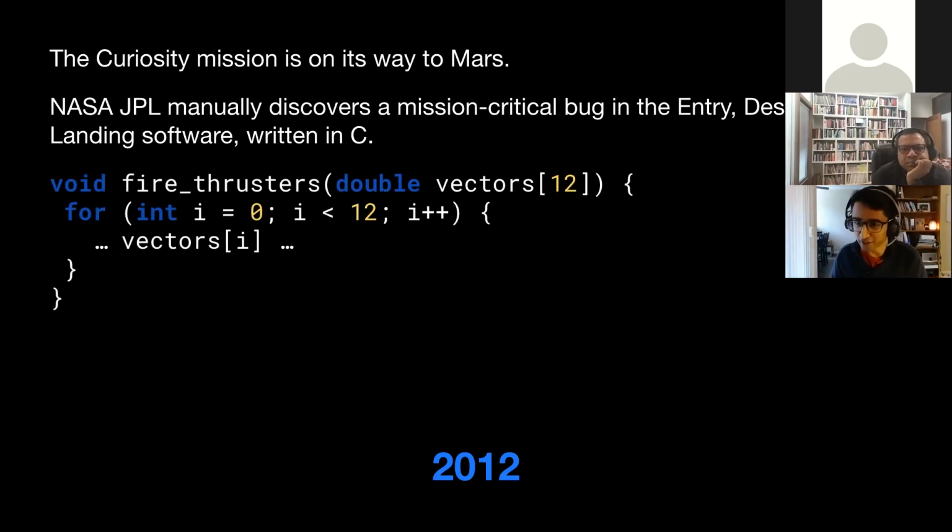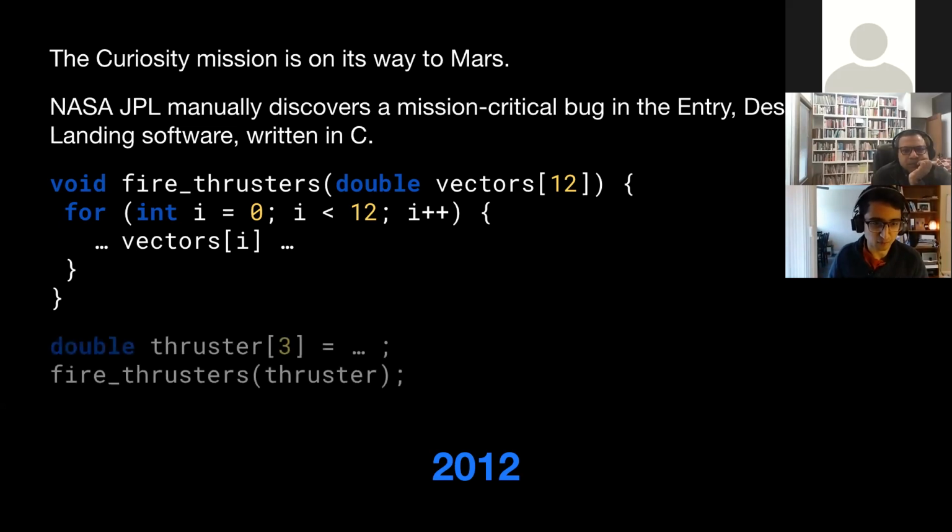A simplified version of the code, I don't have the real thing, but it looks something like this. There was a function that handles the firing of the thrusters in the landing module, and it accepts an array of vectors with coordinates for different aspects of the module. And one might call this function in order to fire those thrusters by providing it information about the coordinates of each part of the module. So what's wrong with this code? Well, we see that the numbers don't match up. It's expecting something of length 12. In practice, it was given something of length 3.